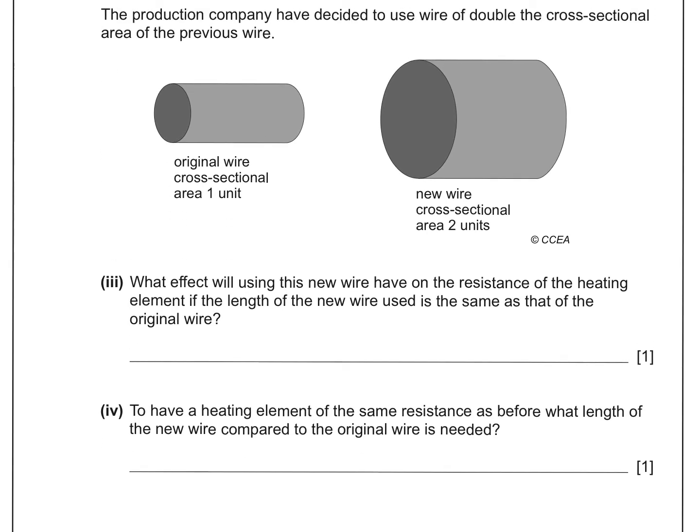What effect will using this new wire have on the resistance of the heating element if the length of the new wire used is the same as that of the original wire? Okay, so we've got the same wire but we've doubled the cross section. Well, that's going to halve the resistance. So we say that resistance will be halved.